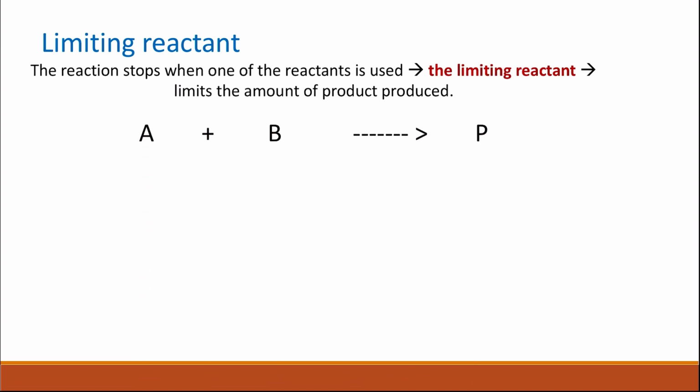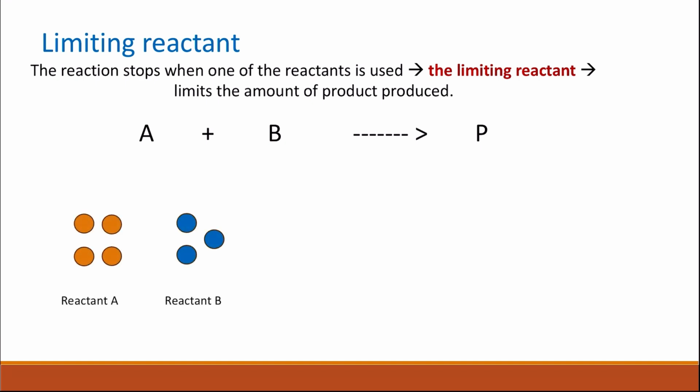Assuming a reaction between A and B that gives you P as the product, you need to write the balanced equation. In this equation, 1 mole of A reacts with 1 mole of B to give you 1 mole of P as the product.